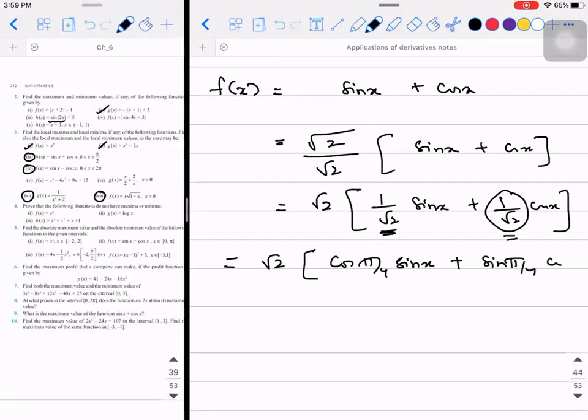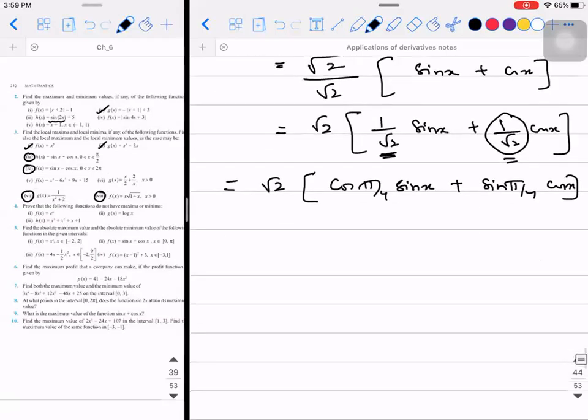Sin pi by 4, cos x. You're able to understand? So it will be root 2 into sin of x plus pi by 4. Did you people understand this?